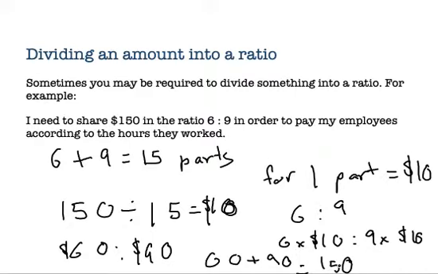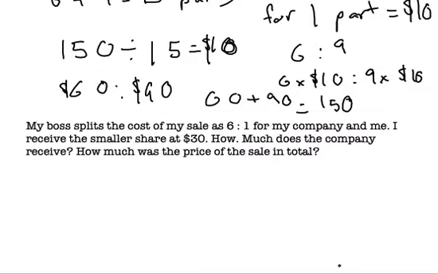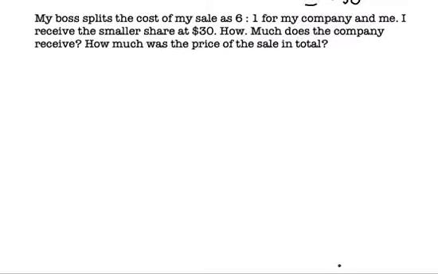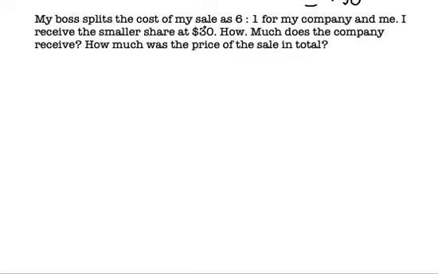Okay, now let's try a different question. We're still going to be dividing an amount into a ratio technically, but it's a bit more problem solving. Okay, so let's say my boss splits the cost of my sale as 6 to 1 for my company and me. Okay, so my company gets 6 parts and I get 1 part. And I receive the smaller share, which is $30. How much does the company receive and how much was the total price of the sale?